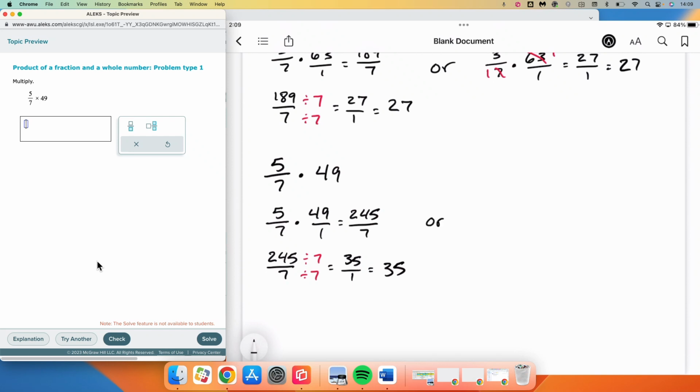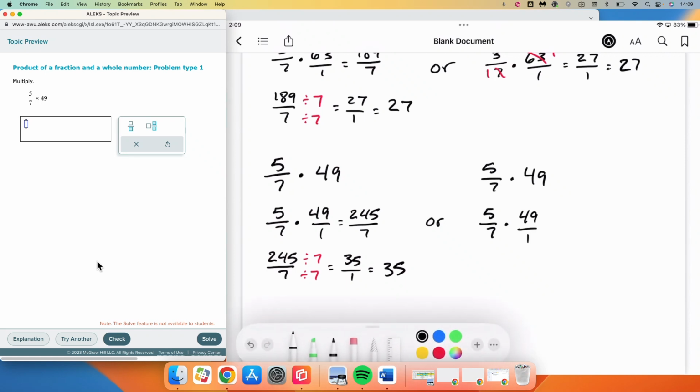Alternatively, you could do the cross-cancel thing inside the problem. You would start the same with 5/7 times 49. Change that to be 5 over 7 times 49 over 1. And then inside the problem, you would recognize that 49 and 7 are diagonal of each other. That's a big deal. The 7 and the 49 are on opposite diagonal corners of this problem.